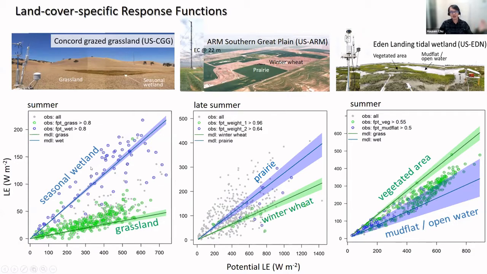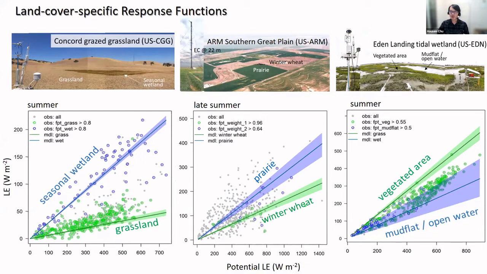You can see a higher ET when you see the seasonal wetland within the grass. And we are able to separate out the prairie and the winter wheat in the late summer season, when the winter wheat got harvested and everything got shut down. It is challenging, but we'll be able to separate out the response function from the Eden Landing, the vegetated area, and the open water.